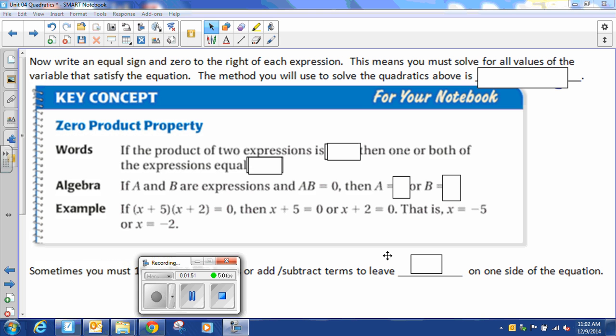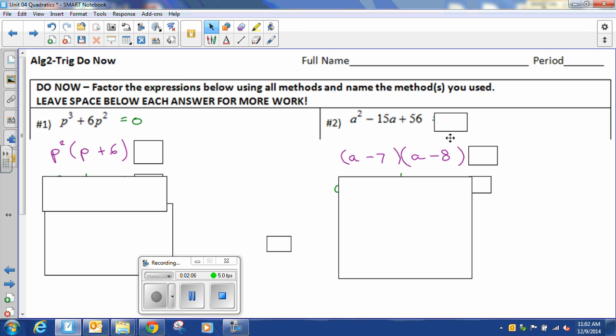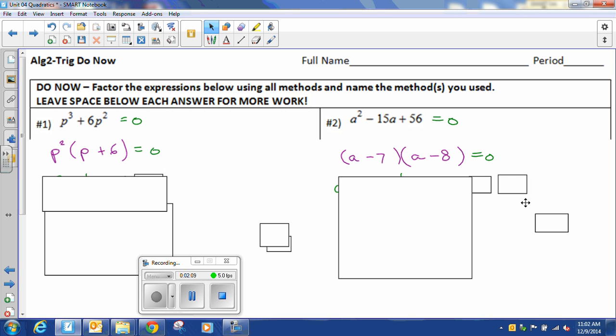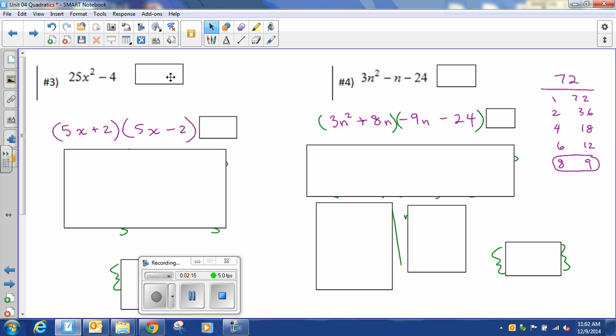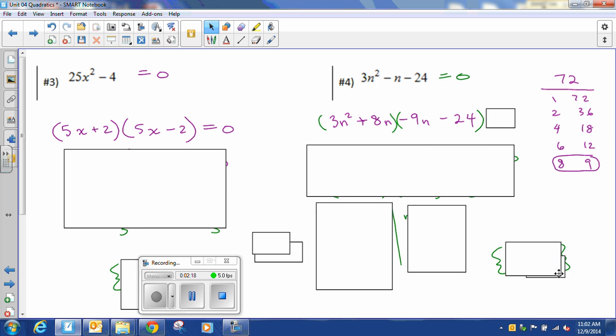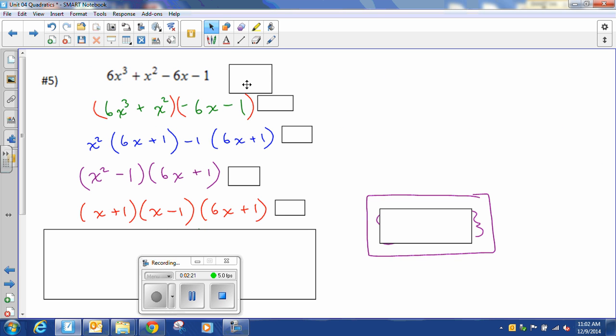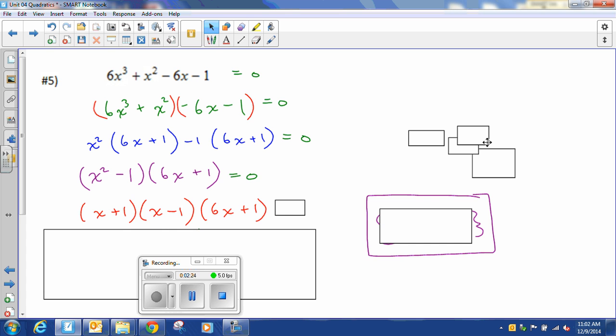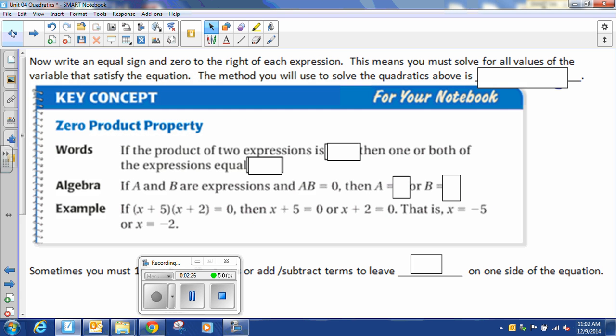So now that we have reviewed all the different methods of factoring, we're going to basically add an equal sign and a 0 to the right of each expression, like this, so that we're going to actually solve the equation and solve for the variable that satisfies this equation. So here's our equals 0, equals 0, equals 0, equals 0, and equals 0 over here. Okay, and let's go back over to here, because this method, factoring, is what we're going to use to solve the quadratics.